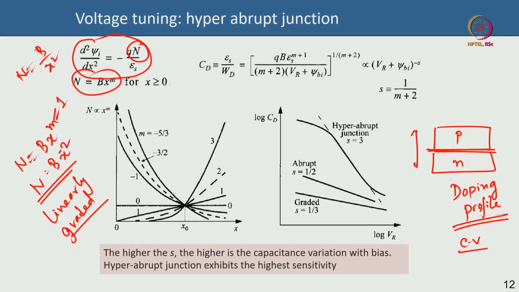So, this first figure is showing you the doping as a function of x. If it is an abrupt junction, then the doping is constant, m is 0. In a Schottky diode, for instance, the doping is constant. If you have m equal to 1, that is a linearly varying one, the doping is linearly changing. m equal to 2, it is a parabolically changing function. m equal to 3, it is a cubic function, the doping is changing.